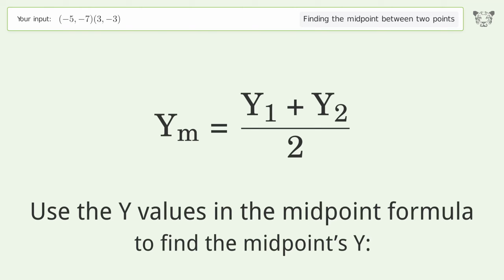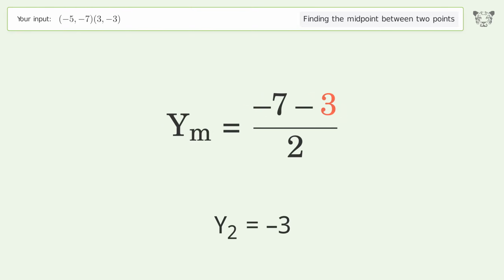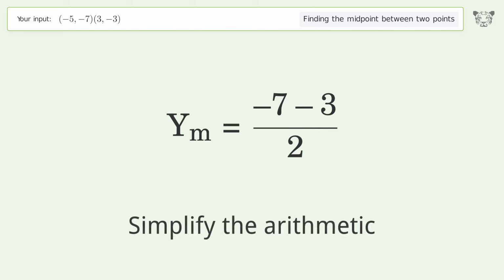Use the y values in the midpoint formula to find the midpoint's y. y1 equals -7. y2 equals -3. Simplify the arithmetic.